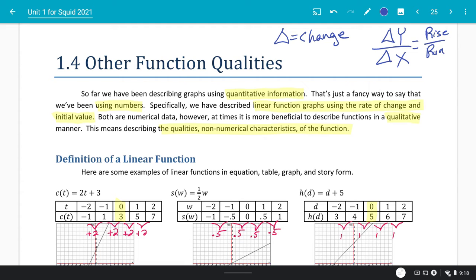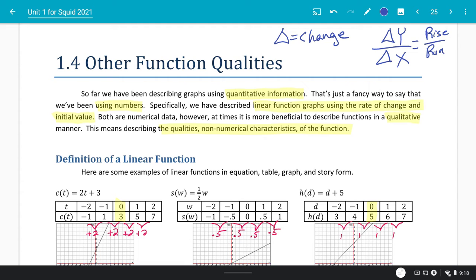Anything else? There's one more, and it's hard to find. It's the constant. The initial value is the constant at the end of an equation. What's a constant? Just a number. You have a number by itself at the end. That's your y-intercept or your initial value. Okay?